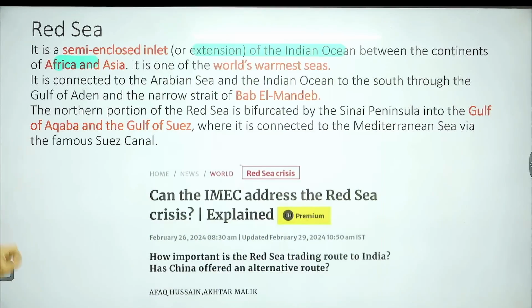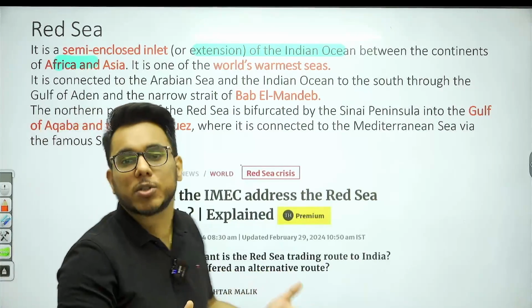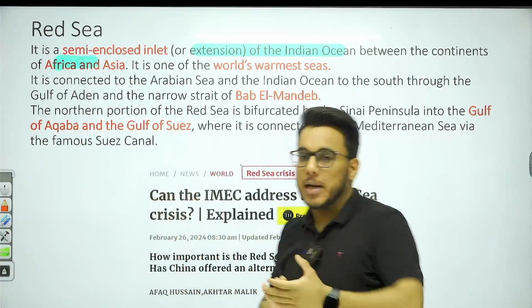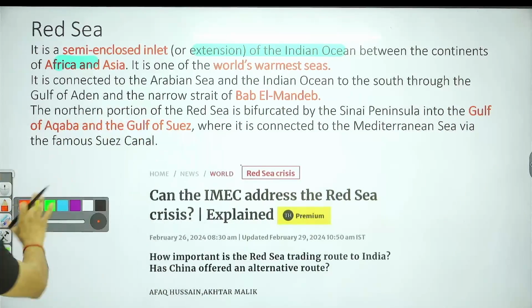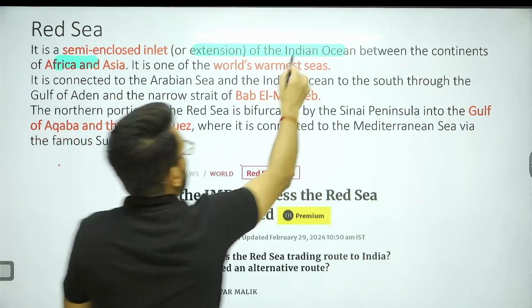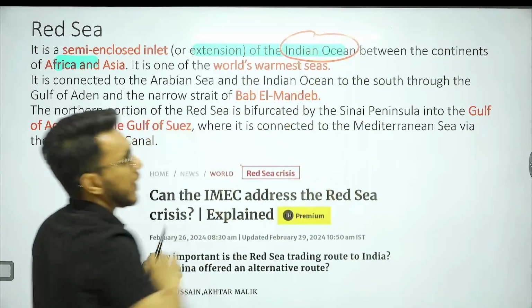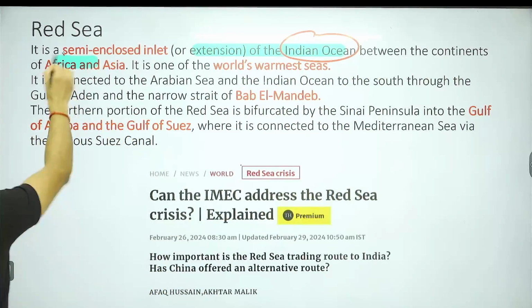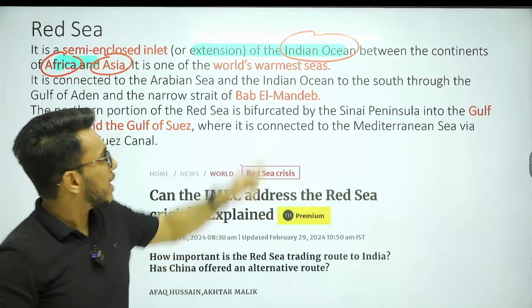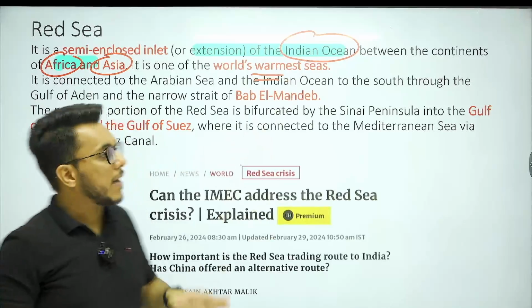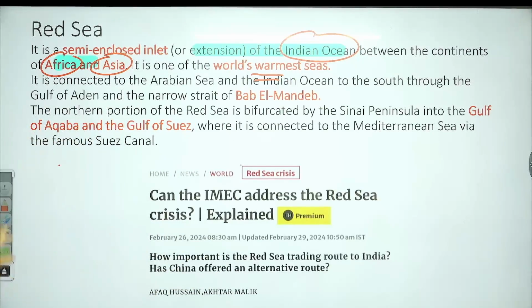Okay. Then next, Red Sea. Red Sea is also again in the news because of the Houthi rebel attacks. When we talk about Red Sea, it is simply the extension of Indian Ocean between Africa and Asia. And also, Red Sea is the world's warmest sea. Let's discuss the Red Sea.